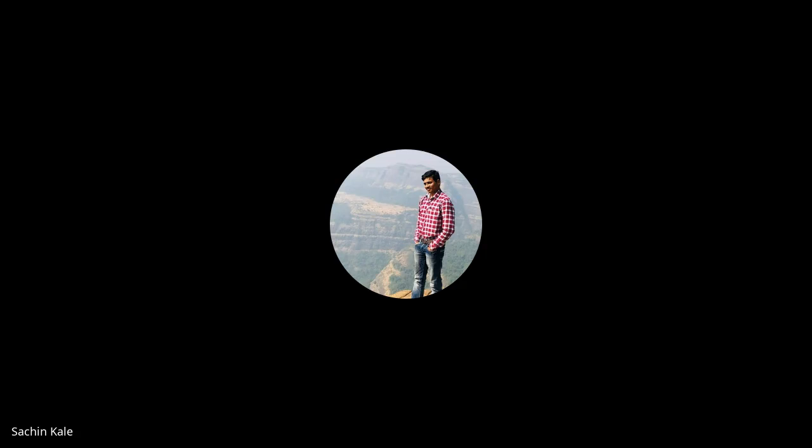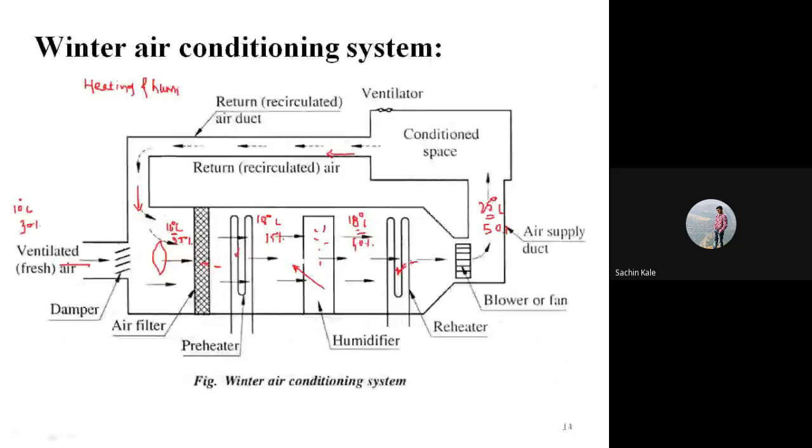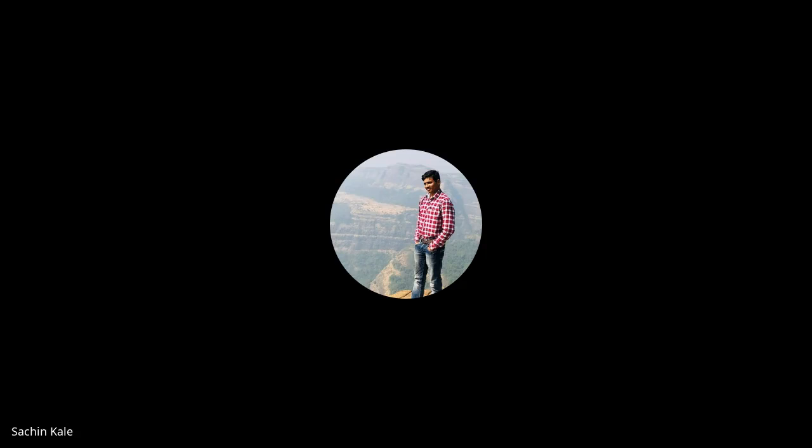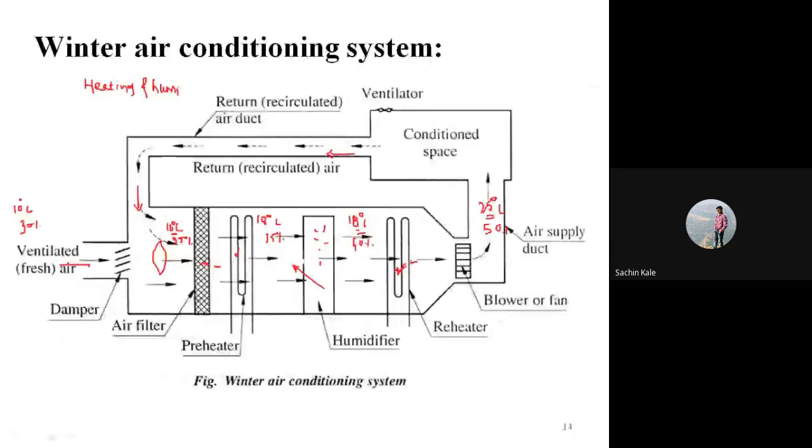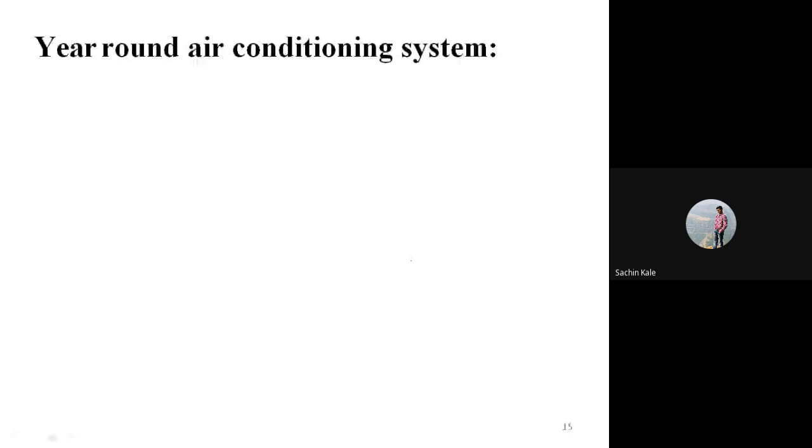So most of the time for your university exam, the question will be explain the summer air conditioning system with the help of suitable sketch, or explain the winter air conditioning or year round air conditioning system with the help of suitable sketch. Then third one is nothing but year round air conditioning system. So here in case of year round air conditioning system, there will be the combination of winter air conditioning as well as summer air conditioning system.